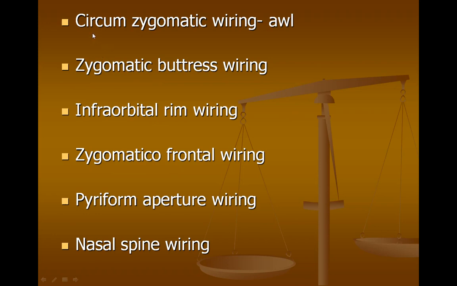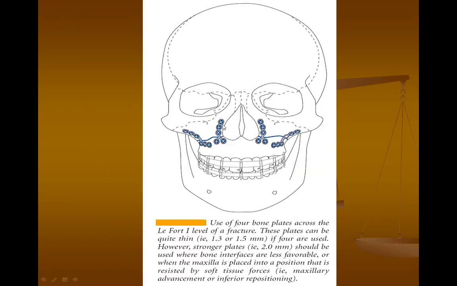Usually treatment includes circumzygomatic wiring using an awl, zygomatic or buttress wiring, infraorbital rim wiring, zygomatic or frontal wiring, piriform aperture wiring, and nasal spine wiring. These are the other methods. See, these miniplates can be fixed in a Le Fort 1 type of fracture. These are the arch bars to keep both upper and lower arch together in occlusion, that means in reduced position. Once we get the proper reduction, you can fix it using these miniplates.